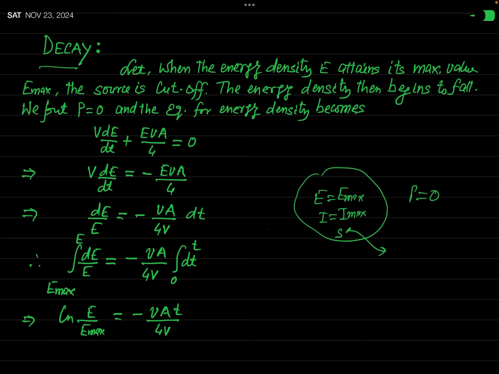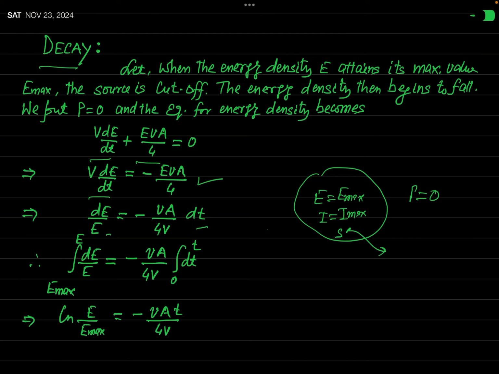So in this condition, when you apply energy conservation, your equation will be V dE/dt plus EVA/4 equal to 0. And therefore V dE/dt is equal to this much. This is a very simple equation, and you can arrange the terms in this way: dE/E equal to minus VA/(4V) times dt.